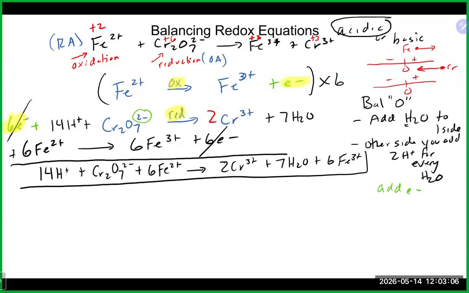And if I did not screw anything up here, we should be balanced, like I said, in both ways. We should have the same number of elements on each side. So if you take a look, you got 14 hydrogens there, 14 there. You got 2 Crs there, 2 Crs there. You got 7 oxygens there and 7 there, 6 irons and 6 irons. So we're balanced in terms of elements.